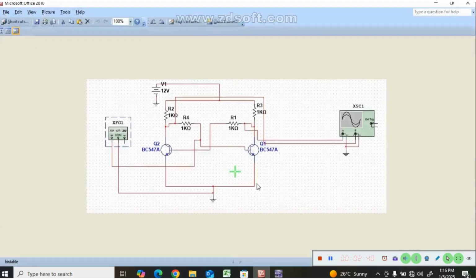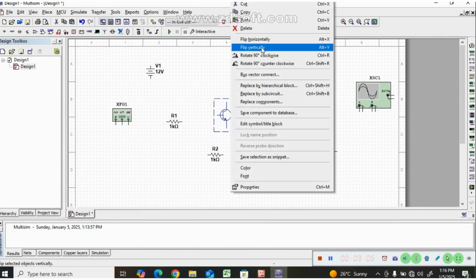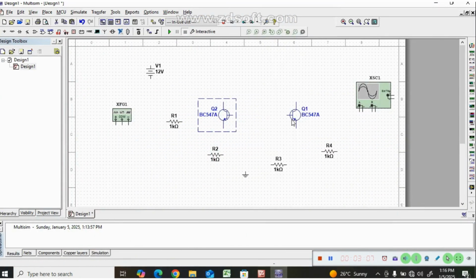Now if you look at the connection of the bistable multivibrator, both transistors have a back-to-back connection. That means the emitter of the first transistor is connected with the emitter of the second transistor, and the base of the first transistor is connected to the collector of the second transistor. Similarly, the base of the second transistor is connected to the collector of the first transistor. Here we change the direction of the second transistor. Now both transistors are in their respective positions, and we connect them to each other.